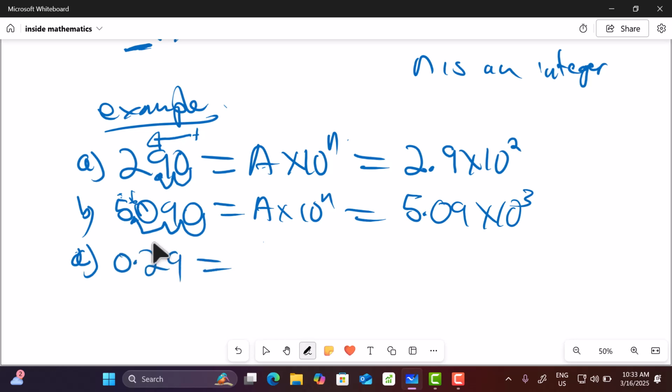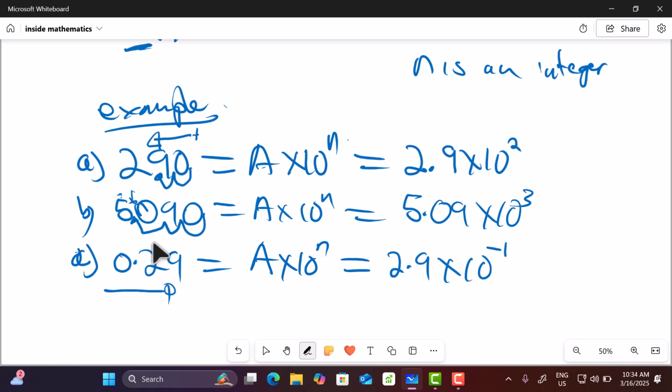I'm having a question like this? In the form of a times 10 power n, it is nothing but 2.9 times 10 power negative 1. So it means I'm moving this side this time. So it is negative because I'm moving in the opposite direction here, 1 step, and this is the highest integer, which is 2. So I move 1 decimal, so it will be 2.9 times 10 power negative 1.